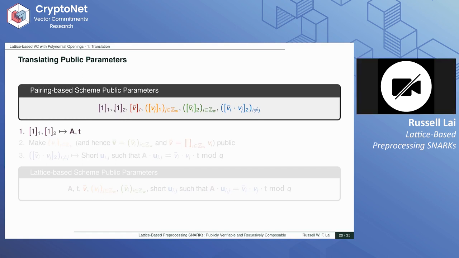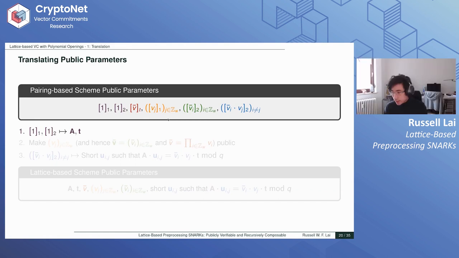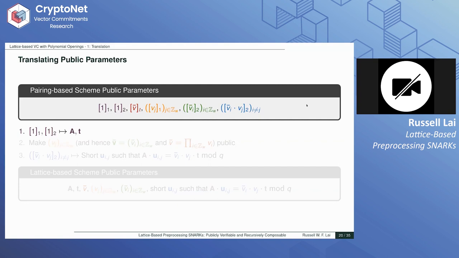Sorry, can I ask something, Russell? Is this quadratic size in the public parameters? Yes. Okay, thanks. Yeah, sorry to disappoint.